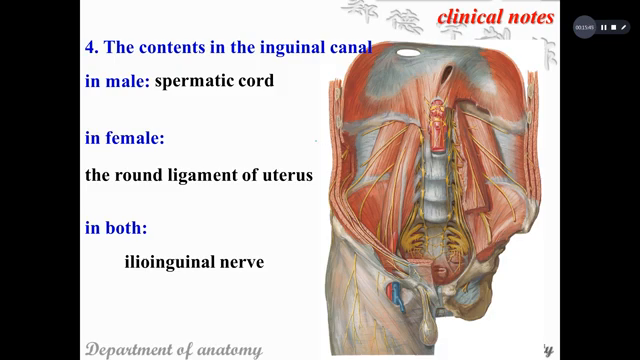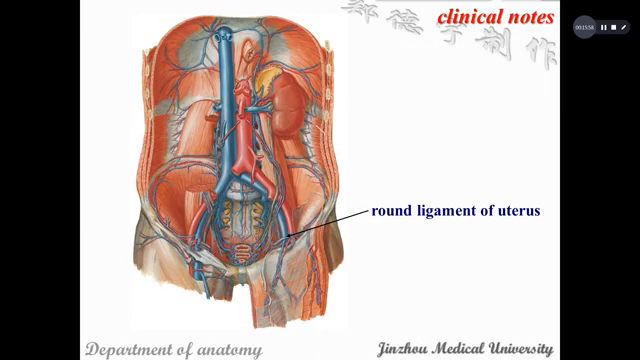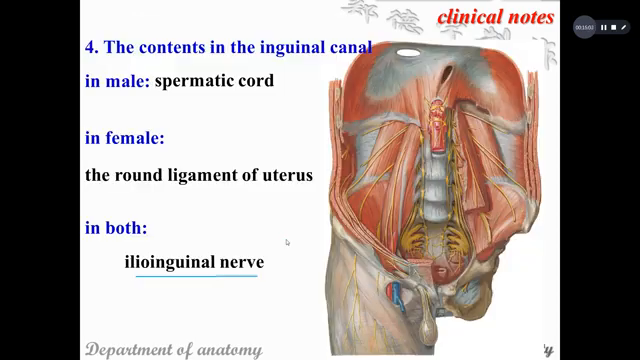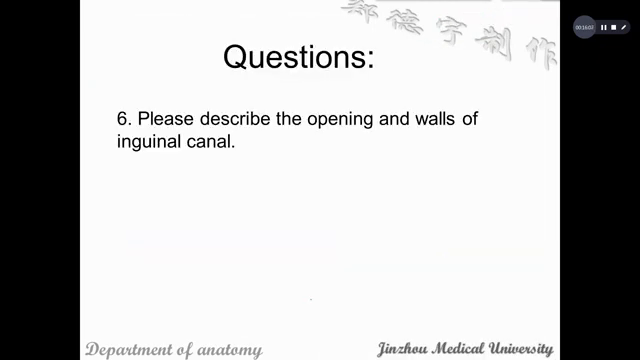The structures passing through the canal are the spermatic cord in the male and the round ligament of the uterus in the female, as well as the ilioinguinal nerve. And then this part is finished.